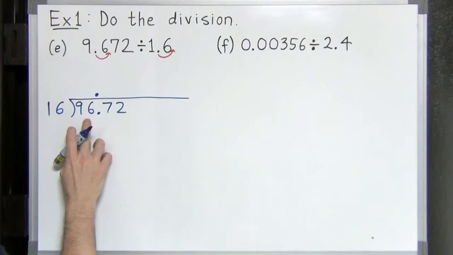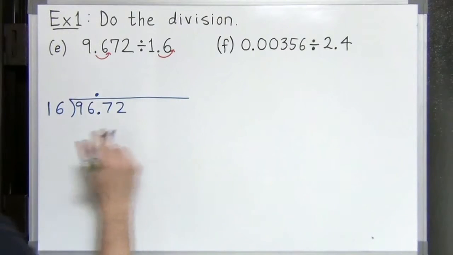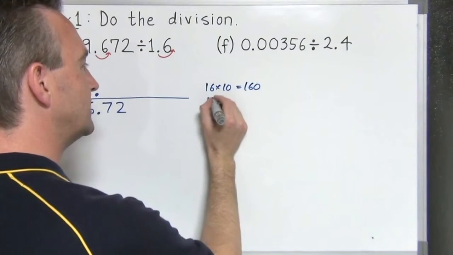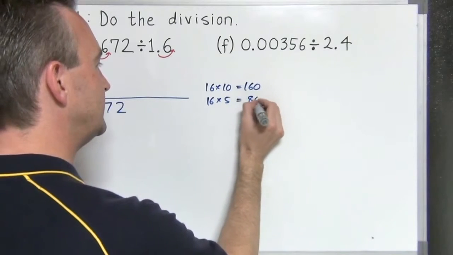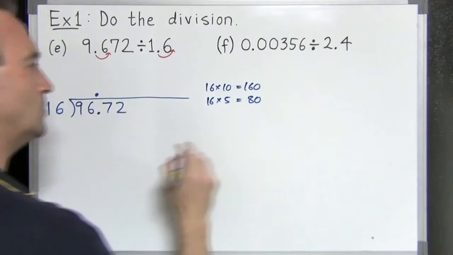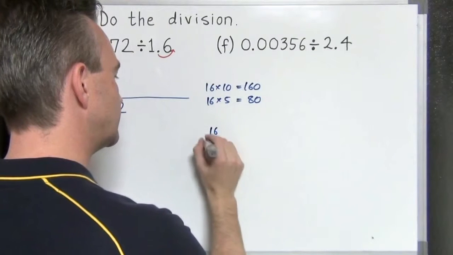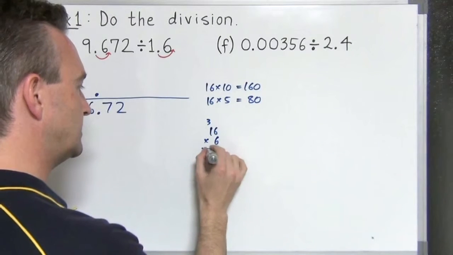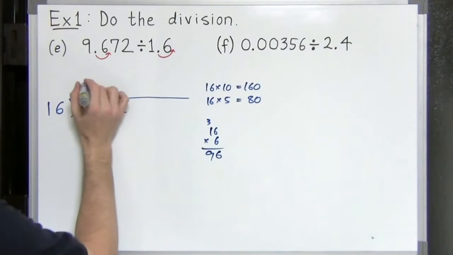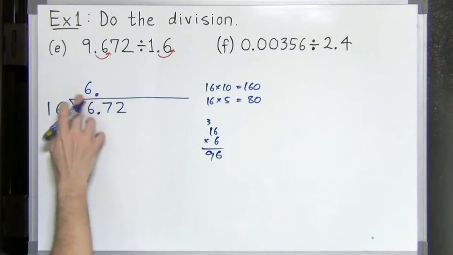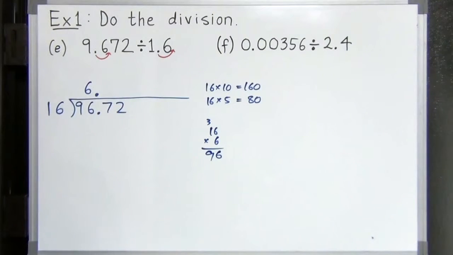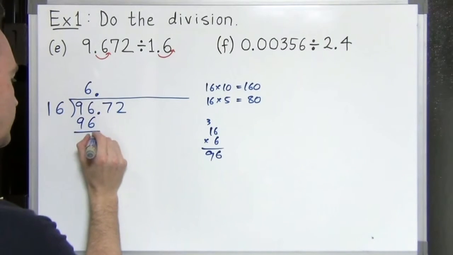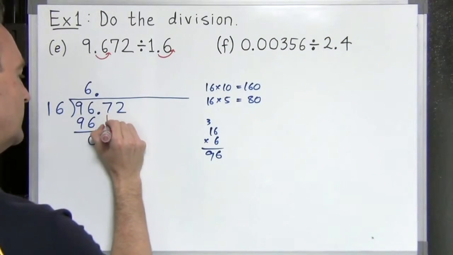16 into 96. Well, I know 16 times 10 is 160. Halving that, 16 times 5 is going to be 80. We're looking for 96. I wonder if 16 times 6. 6 6s are 36, carry the 3. 1 6 is 6 plus 3 is 9. It is 6 exactly. And then we just ignore this decimal point, okay? Ignore both of them. Just keep working around them. 6 times 16 is 96. Subtracting, we get 0.